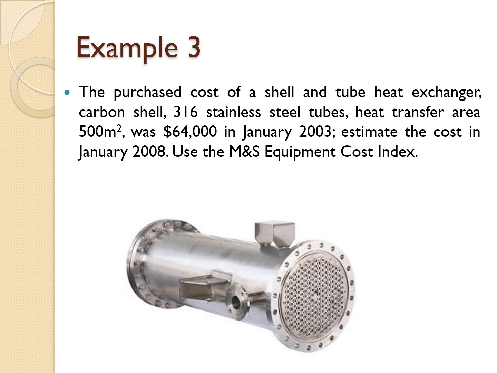Okay, so now we move to example 3. This one is also a time effect index, the approach 3 method to calculate the equipment cost. The purchase cost of a shell and tube heat exchanger, with carbon steel shell and 316 stainless steel tubes, with heat transfer area 500 meters square, was 64,000 in January 2003. Estimate the cost in January 2008. Use the MS equipment cost index. Let's have a look at how to solve this question.